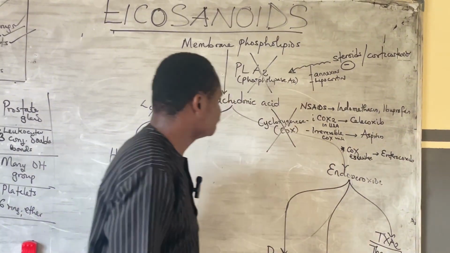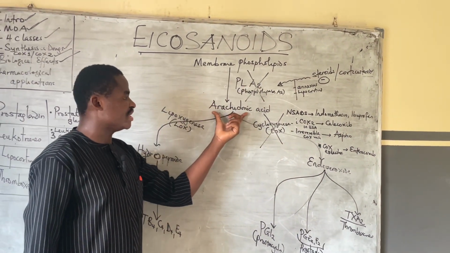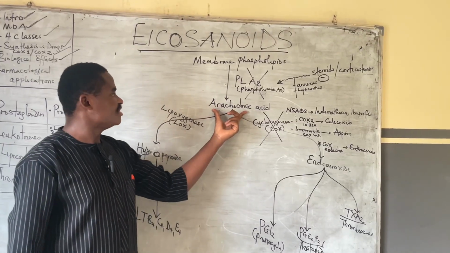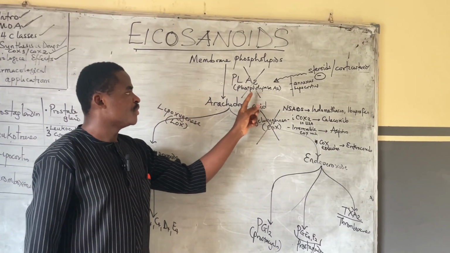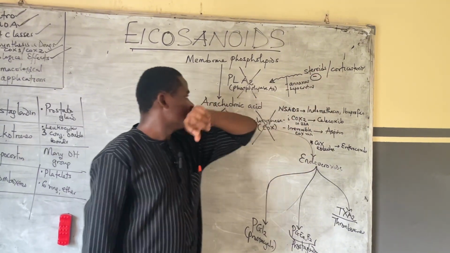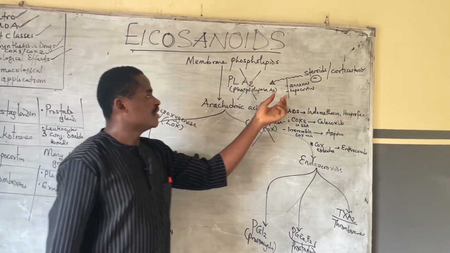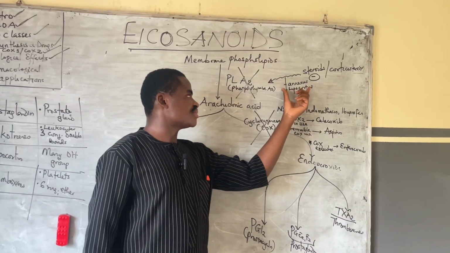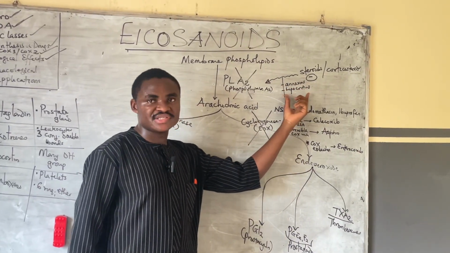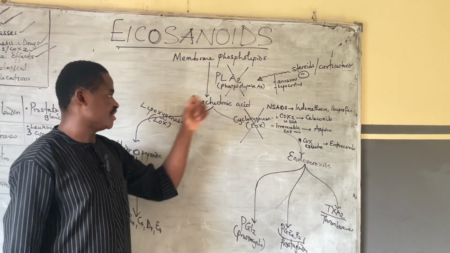Now, let me recap. At this point, I said membrane phospholipids formed arachidonic acid, and the enzyme that was involved was phospholipase A2, which can be inhibited by which drug? The family of the steroids, the corticosteroids. And how did they act? They acted by producing precursor substances like annexins and lipoproteins that could eventually go on to inhibit phospholipase A2.